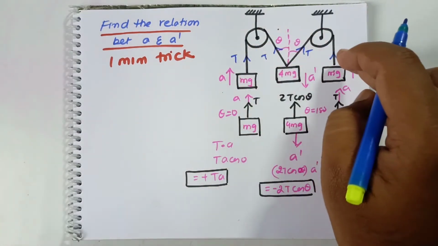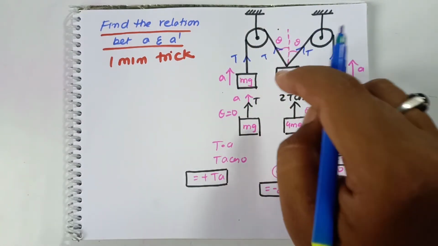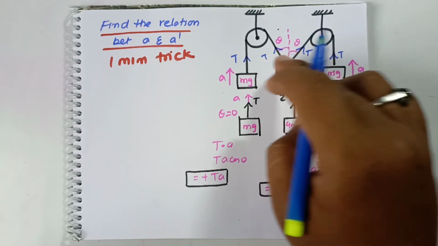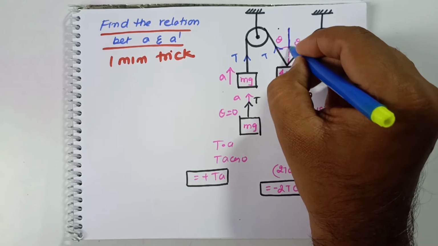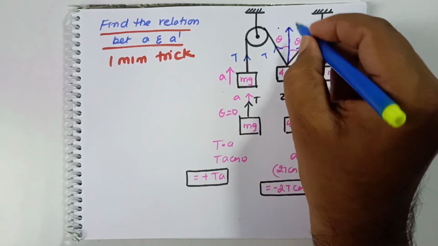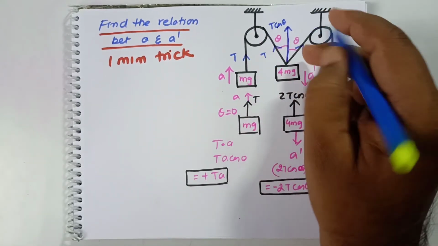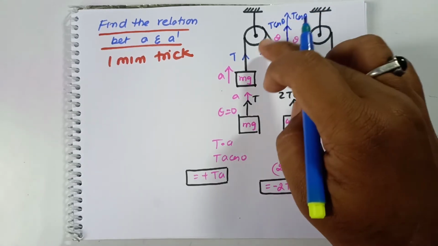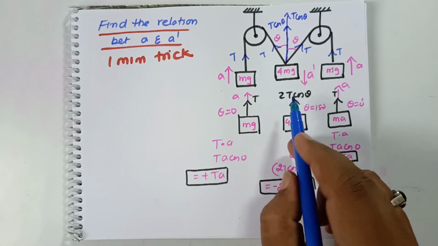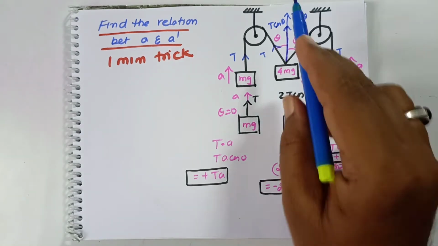So single string, so tensions in the string are T and T. For this, in this direction, what is the component of this tension? That is T cos theta. For this tension, it is also T cos theta. So T cos theta and T cos theta, it is going to be 2T cos theta upwards.